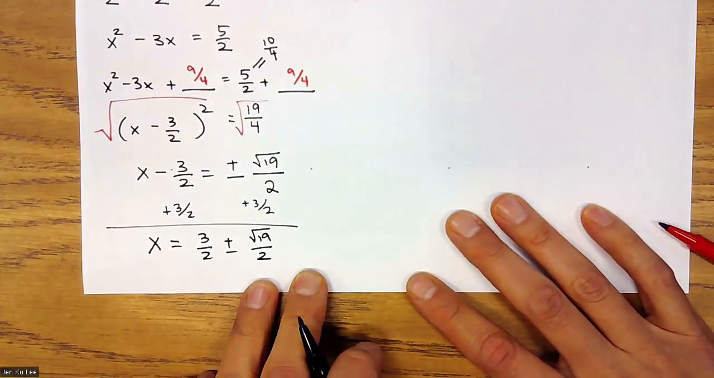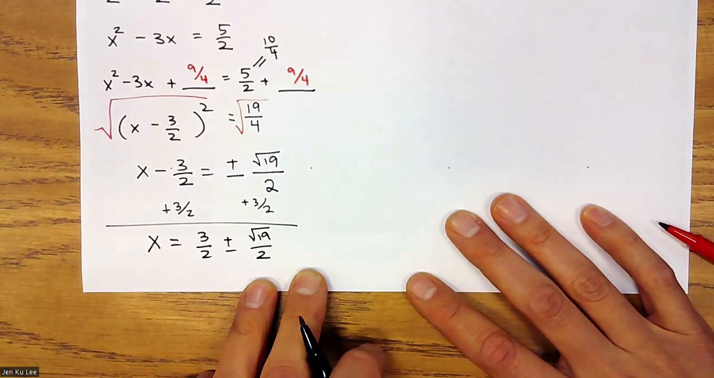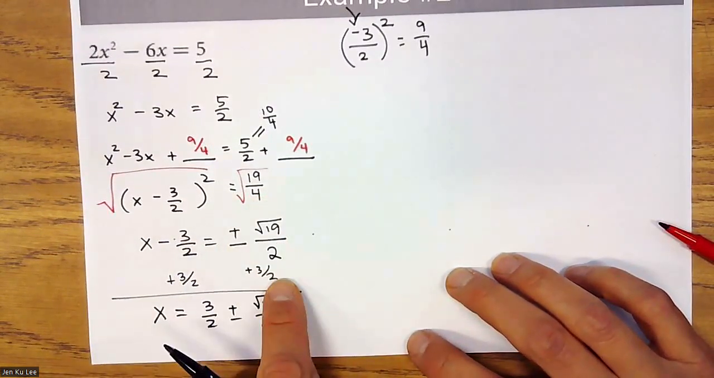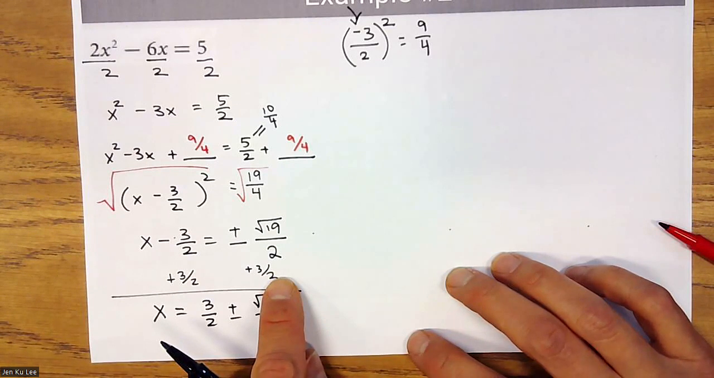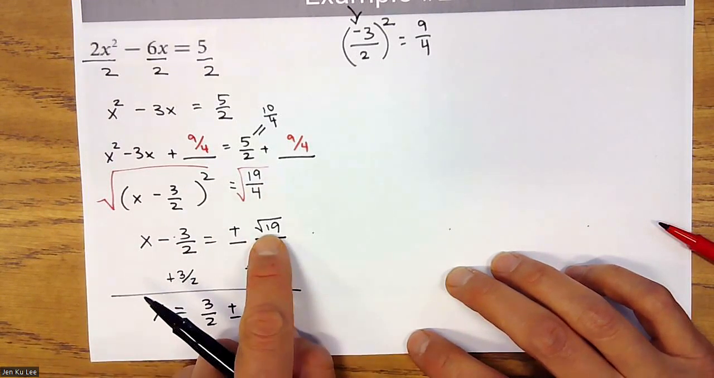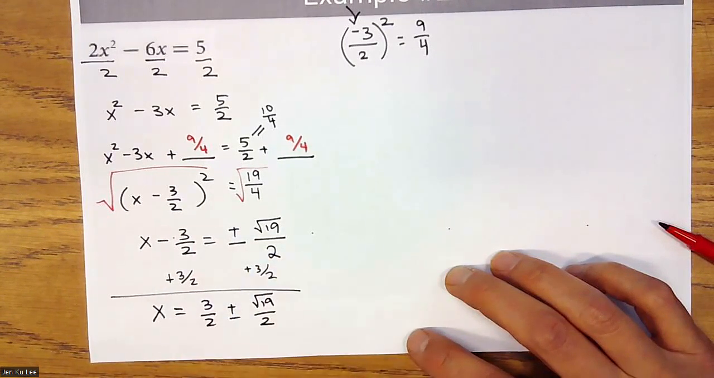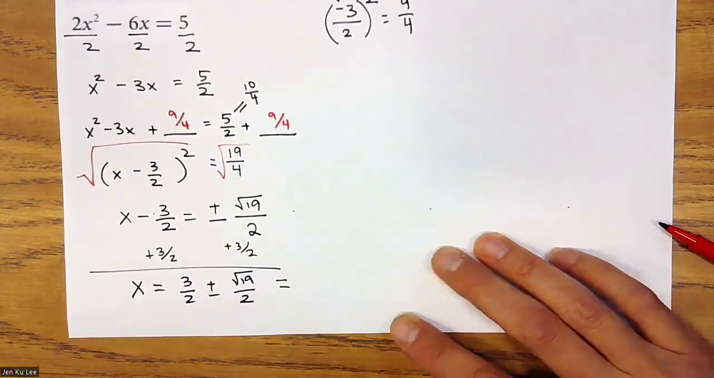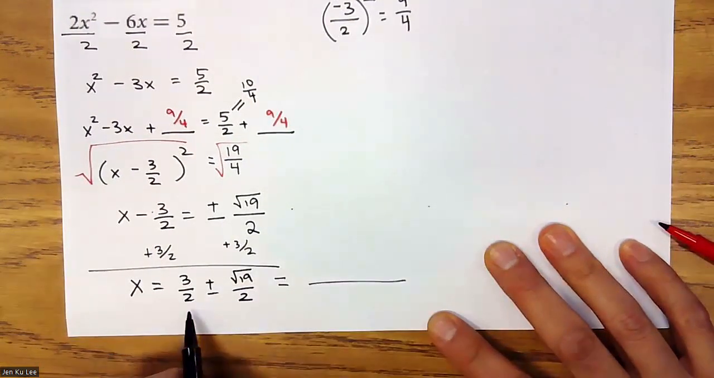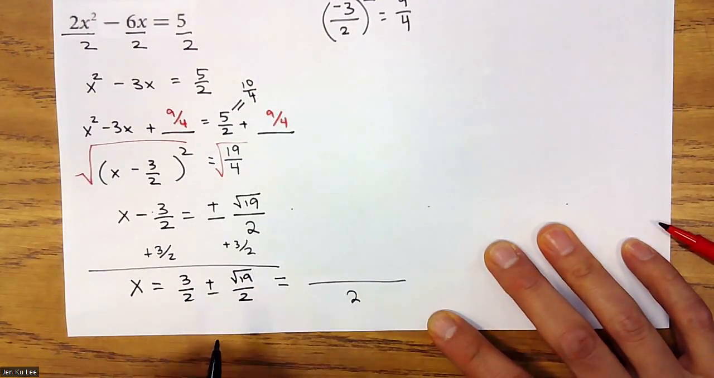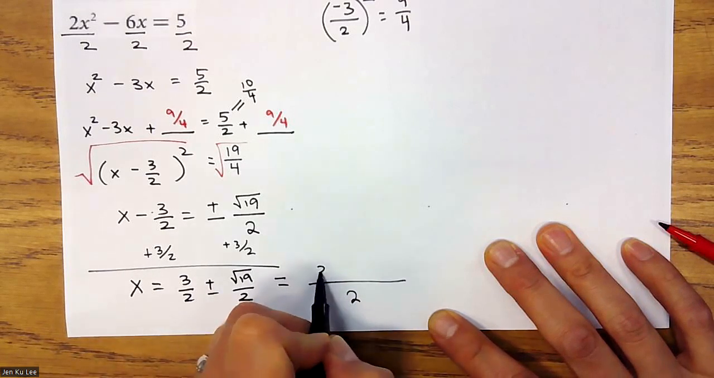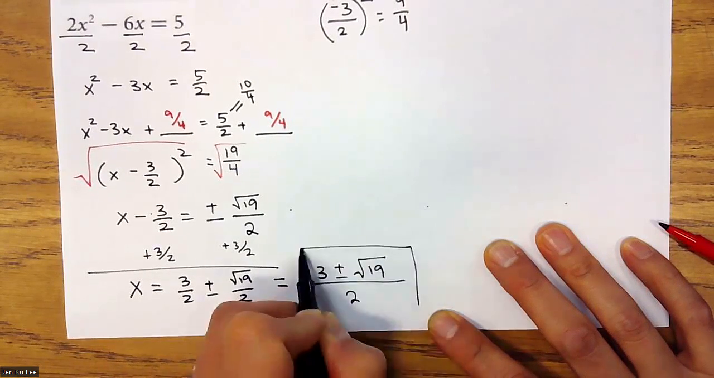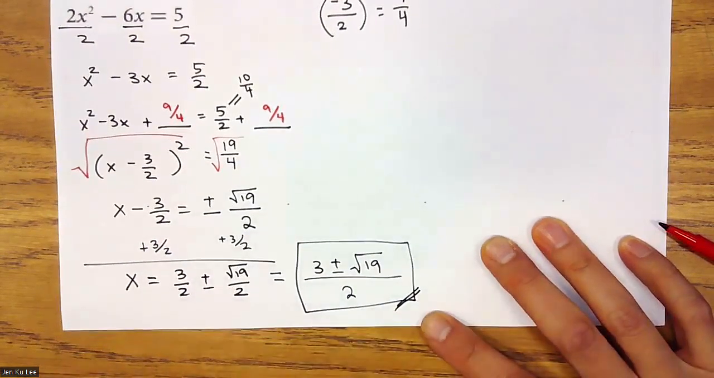How can you make it over? Well, now you know. Because the square root of 4 is 2. Square root of 19 is square root of 19. Square root of 4 is 2. So since they both have a denominator of 2, I can put it all under 1 and make it look like one of those solutions that I had when I used the quadratic formula.